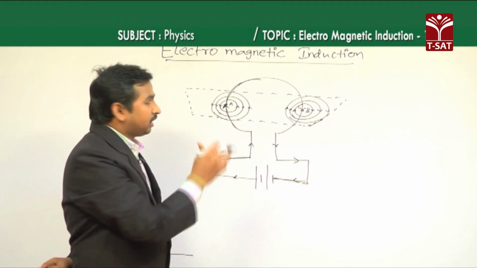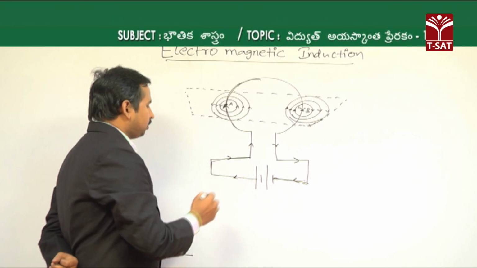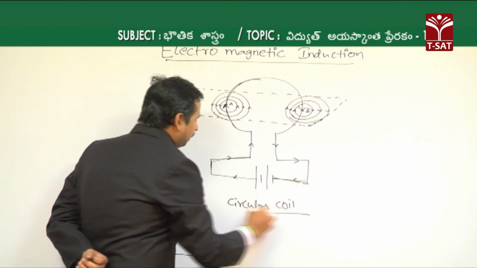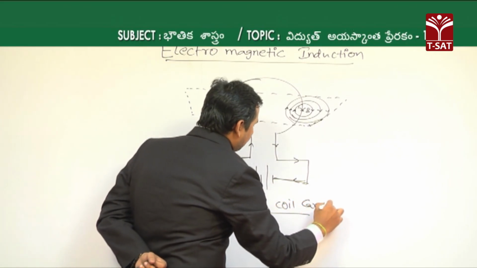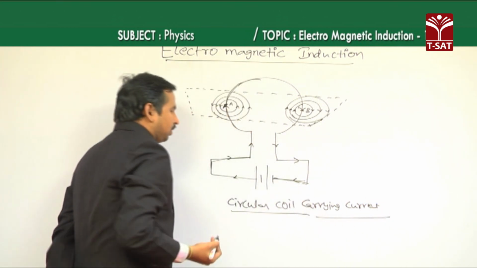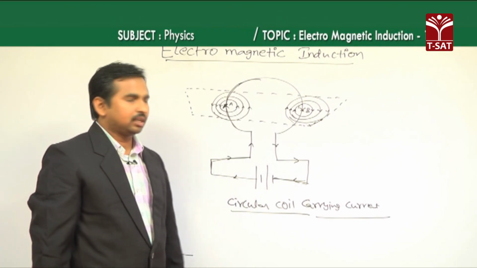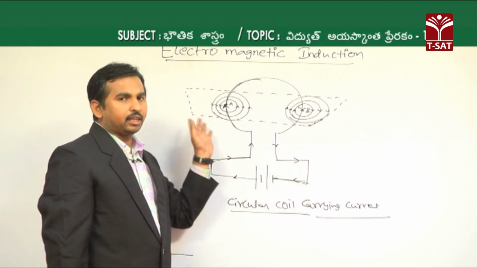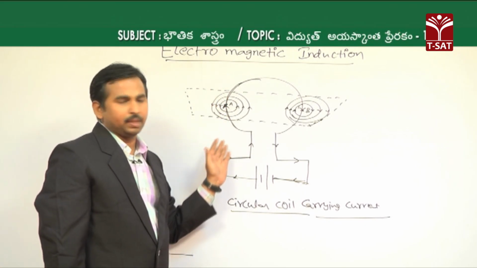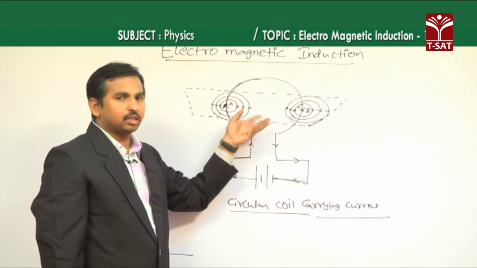So that is why, when comparing the straight conducting wire to the circular coil carrying current, in a straight conducting wire, throughout the wire the direction of current remains the same. As the direction of current is the same, the magnetic lines of force around it are also the same.